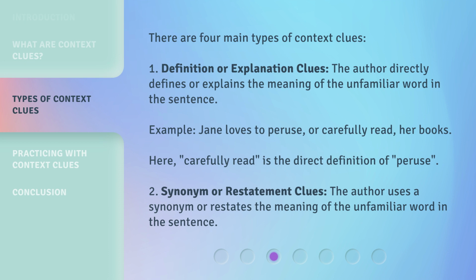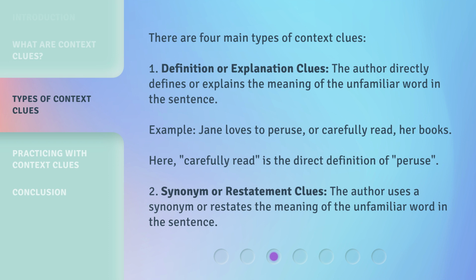There are four main types of context clues. 1. Definition or explanation clues. The author directly defines or explains the meaning of the unfamiliar word in the sentence. Example: Jane loves to peruse, or carefully read, her books. Here, carefully read is the direct definition of peruse.